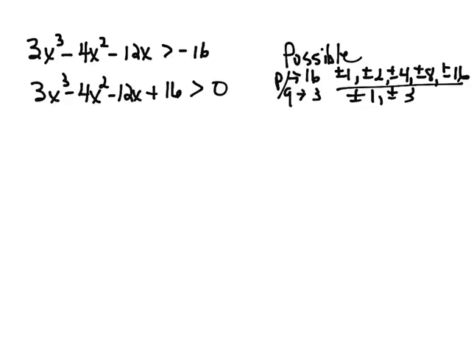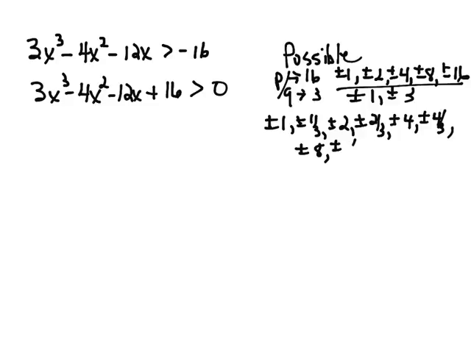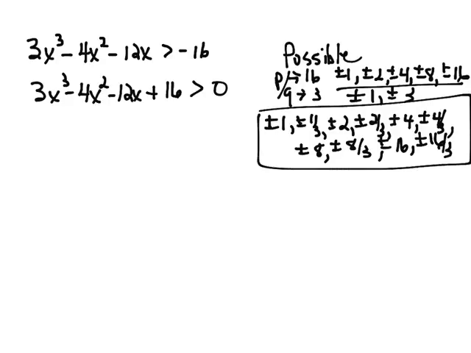So the numbers that might possibly work are all of our p's divided by our q's. Plus or minus 1, plus or minus 1/3, plus or minus 2, plus or minus 2/3, plus or minus 4, plus or minus 4/3, plus or minus 8, plus or minus 8/3, plus or minus 16, and plus or minus 16/3. So that's a review from earlier in the chapter. Those are the possible rational roots.